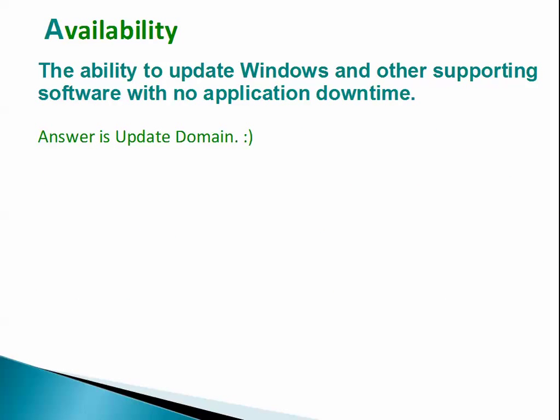Ability to update Windows and other supporting software with no application downtime. The answer is obviously again update domain, right? Whenever any Windows or software update happens, the Fabric controller will handle that by itself. First it will update the one instance present in one update domain, then it will update the other instance present in the other update domain.